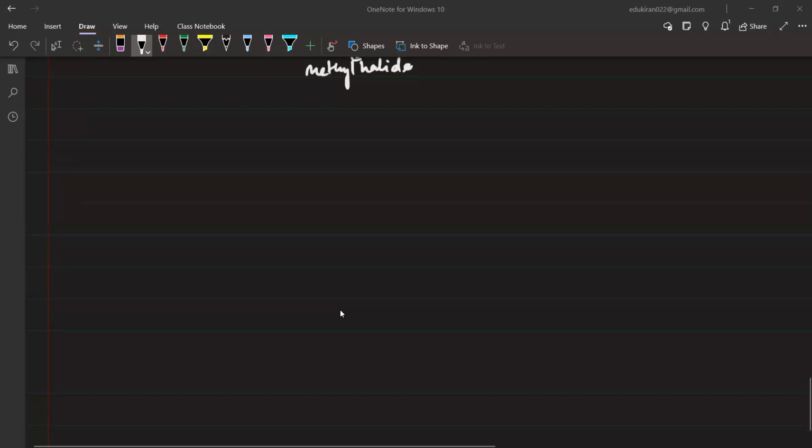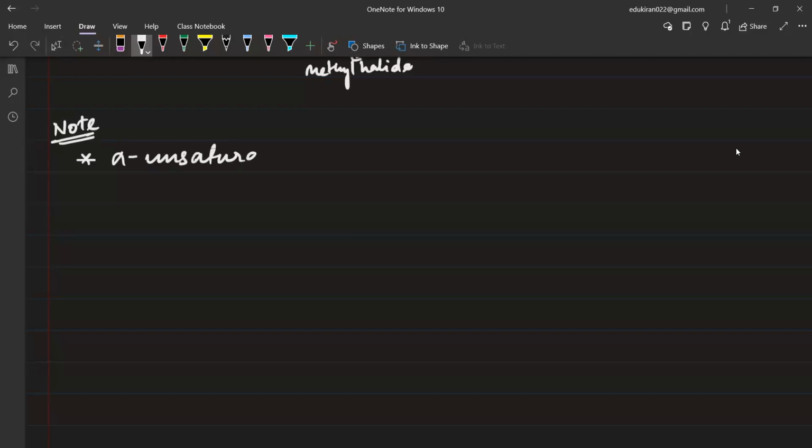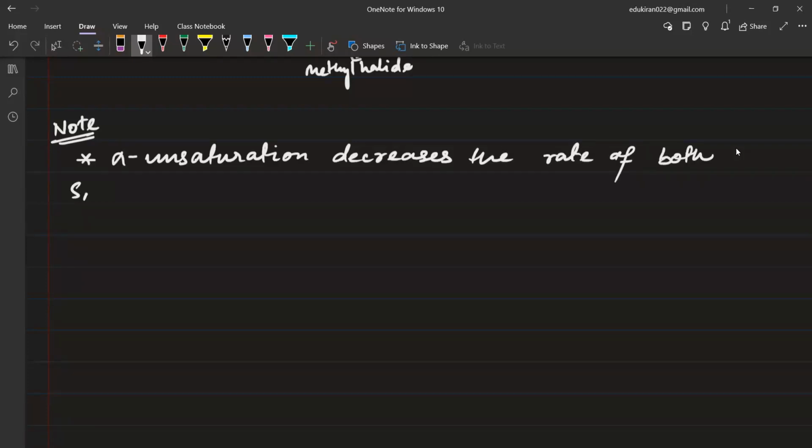After this, you will write a note. You write here, alpha unsaturation decreases the rate of both SN1 and SN2. Decreases the rate of both SN1 and SN2. So what is alpha unsaturation?